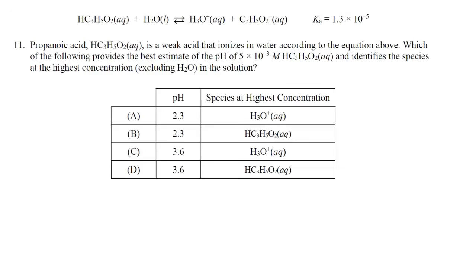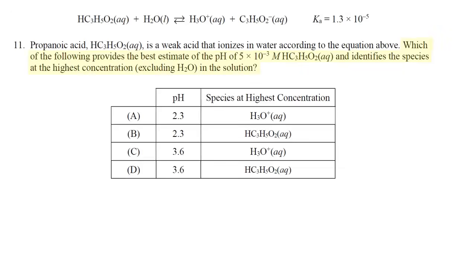So we can see propanoic acid, it loses a proton or H+ ion, which is transferred to the water, and that produces the hydronium ion and the conjugate base, which would be C3H5O2-. So we are given the equation for the ionization of that weak acid, and then we are also given the Ka value of 1.3 times 10 to the negative 5.